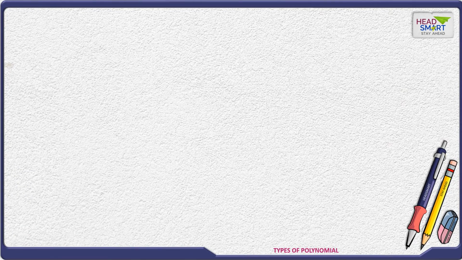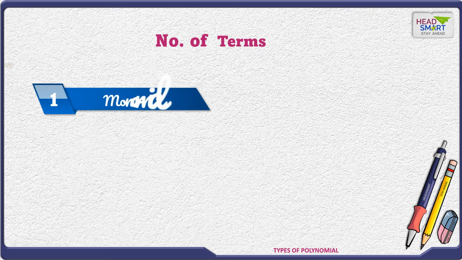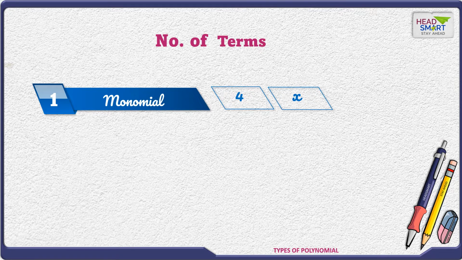Let us see classification based on terms. Polynomial with only one term is called monomial. A monomial can be a coefficient or variable or product of coefficient and variable with whole number as exponent. These are some of the examples. In general, all constants are monomial.